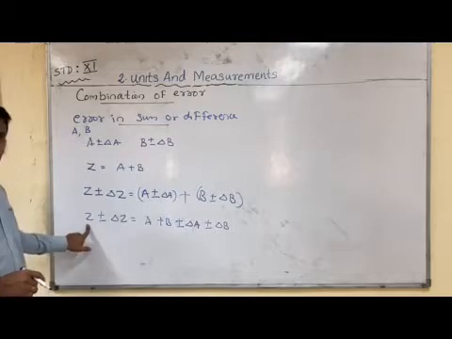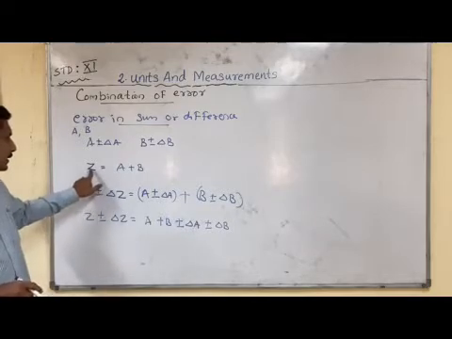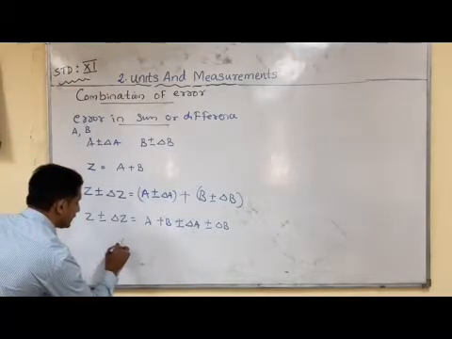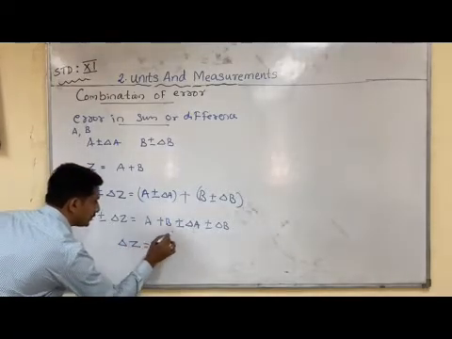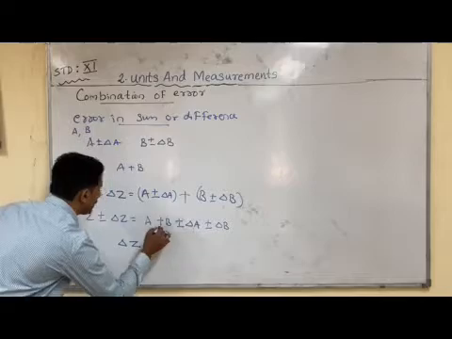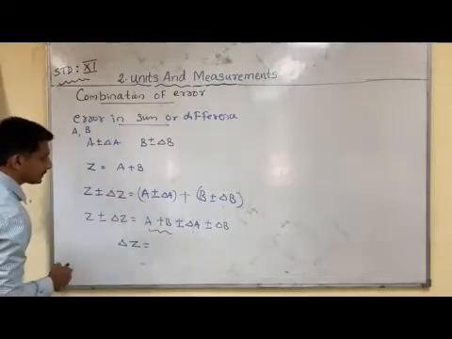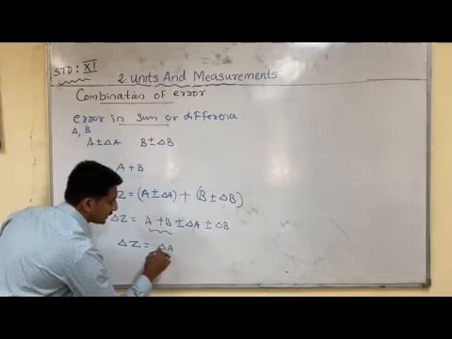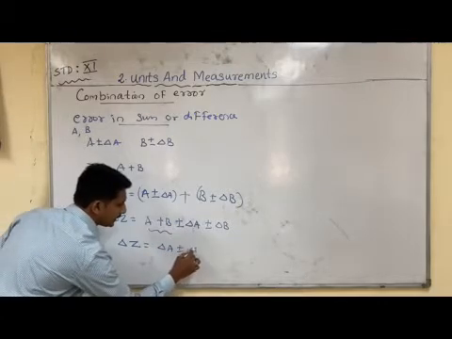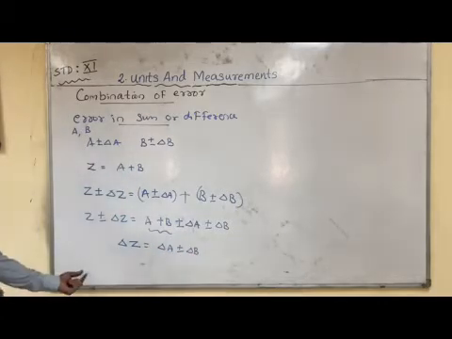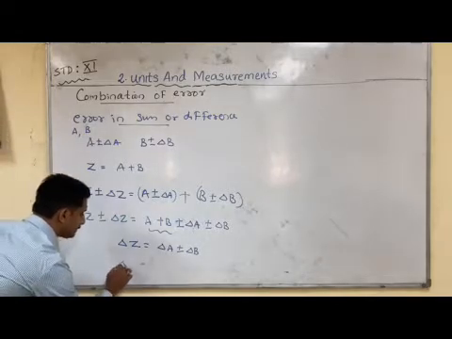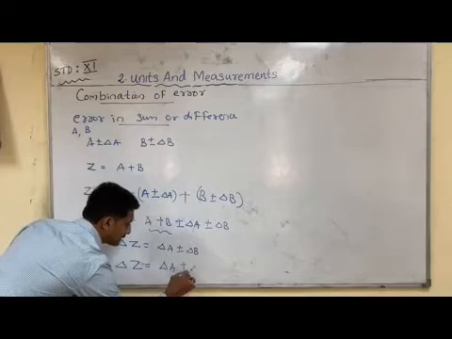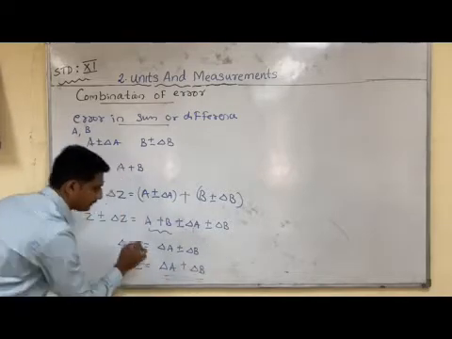We are already representing that Z is our operation only, Z is equal to A plus B. So from this we can calculate delta Z. Delta Z is equal to plus or minus delta A plus or minus delta B. If we are considering only the maximum error in this measurement, delta Z is equal to delta A plus delta B.